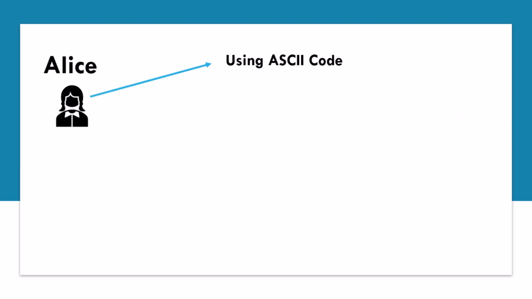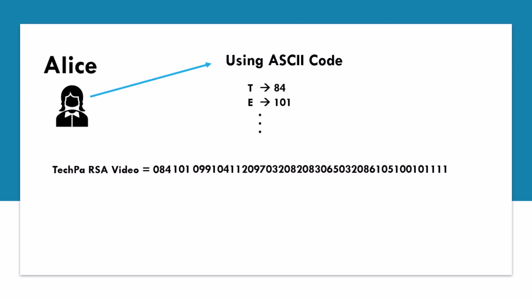Alice then should change the phrase "TechPA RSA video" into a number, M, that is smaller than the modulus. One way to do this is to use the ASCII code of each character and concatenate them into a large number. For example, the ASCII code of T is 84, so Alice can represent it as 084. The code of E is 101, so Alice can represent it as 101. And so on. The phrase can be represented as M.